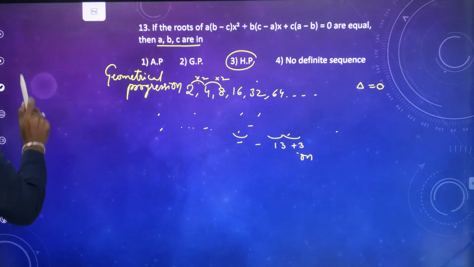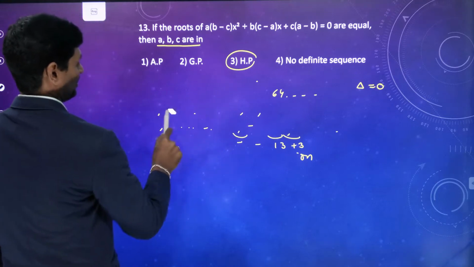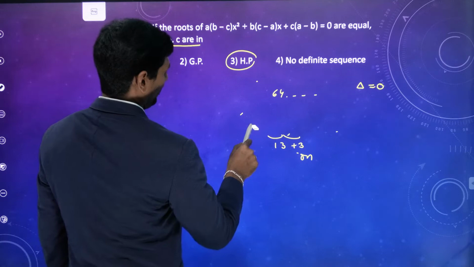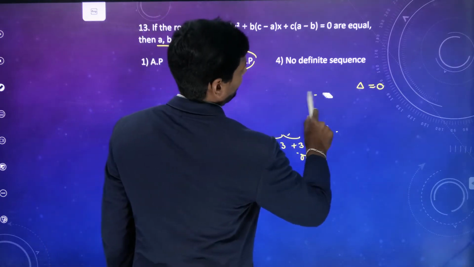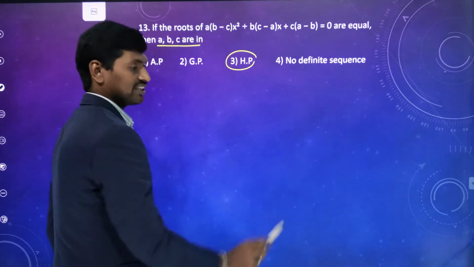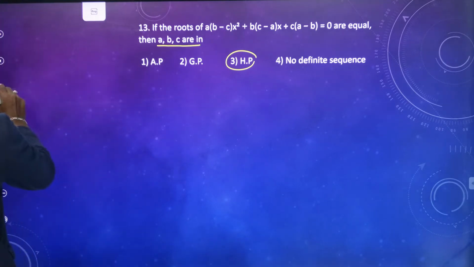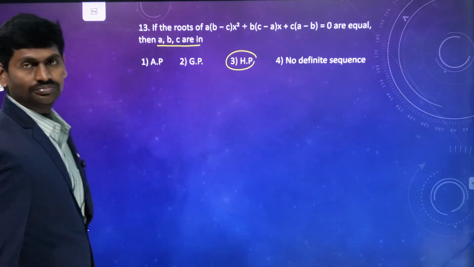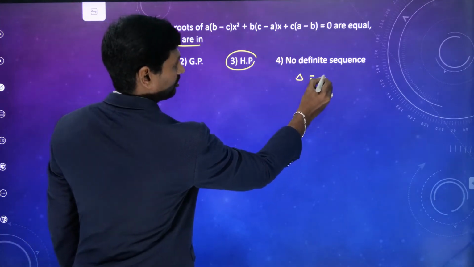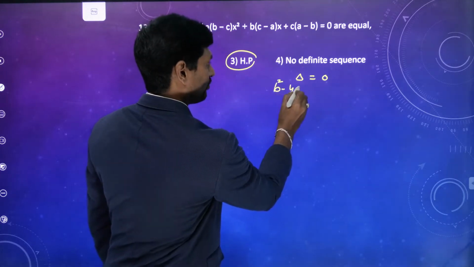Now we have to find out, if the roots of the quadratic equation are equal, whether the given a, b, c are in arithmetic progression, geometrical progression or harmonic progression. Now coming to the question, roots are equal, that means the discriminant value is 0. Discriminant is nothing but b square minus 4ac.